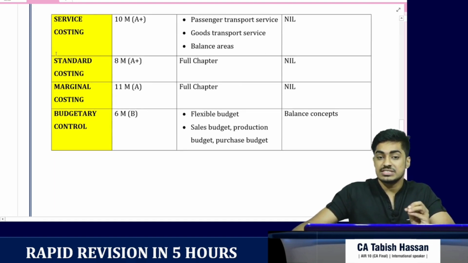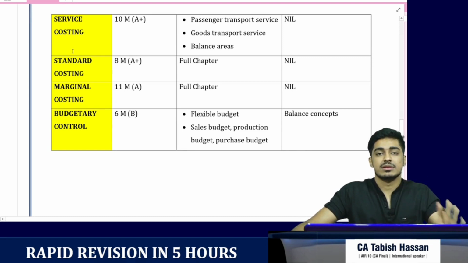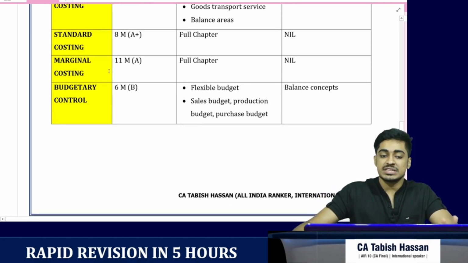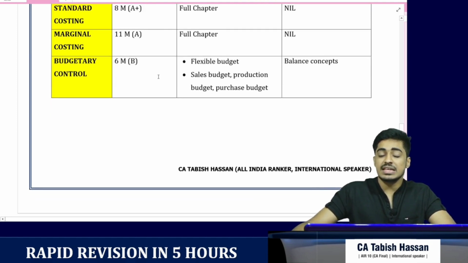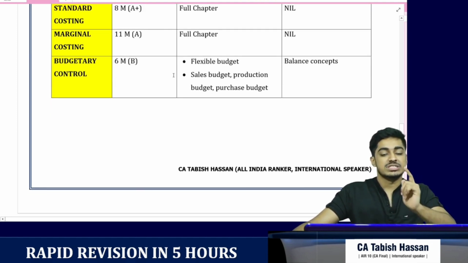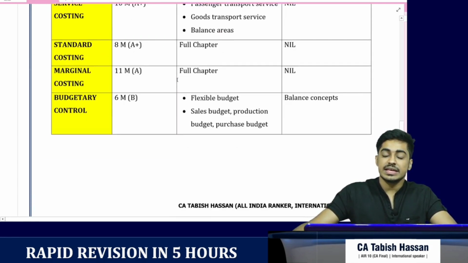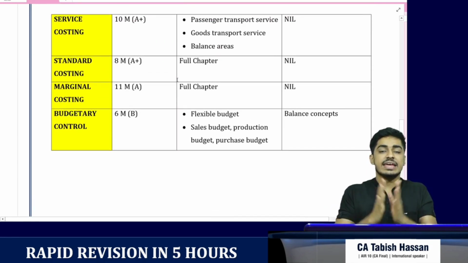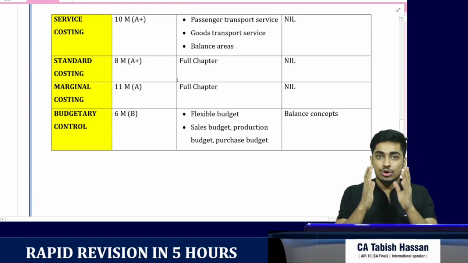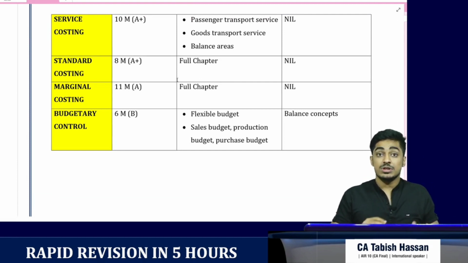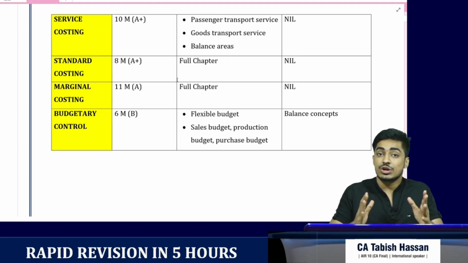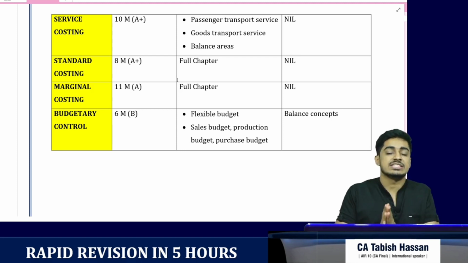Marginal costing, on an average 11 marks, complete chapter, look without fail. And budgetary control, on an average 6 marks, B category. Majorly look at flexible budget questions and then sales budget, production budget, and purchase budget. Clear? So this gives us a clear idea of what topics are important, what chapters are important, so that we prioritize. See, doing ABC categorization does not mean that you only study A category chapters.